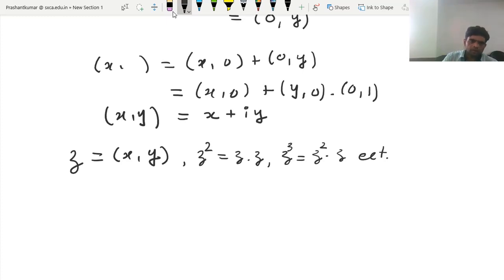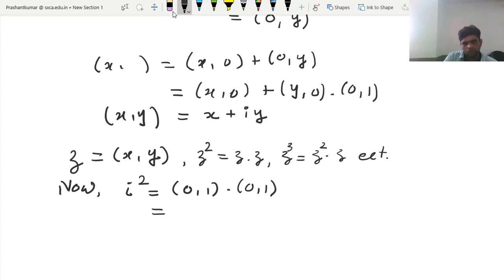Now due to this, what we can do is compute i squared. We know that i squared will be (0,1)·(0,1) by definition of i. We say that it is (0,1), and by definition of the product rule, you may check that this turns out to be (-1,0), and the ordered pair (-1,0) we may write as -1. So what we got is that i squared will be -1.